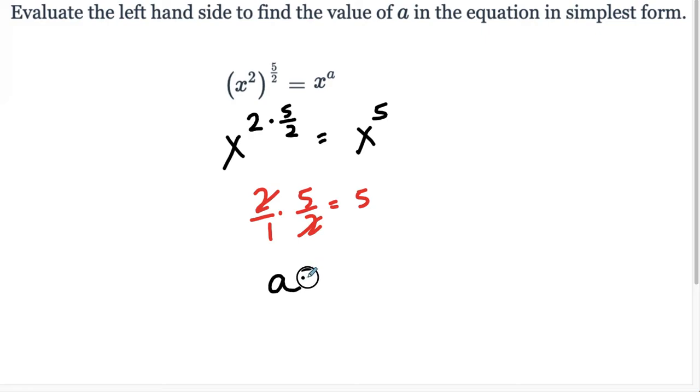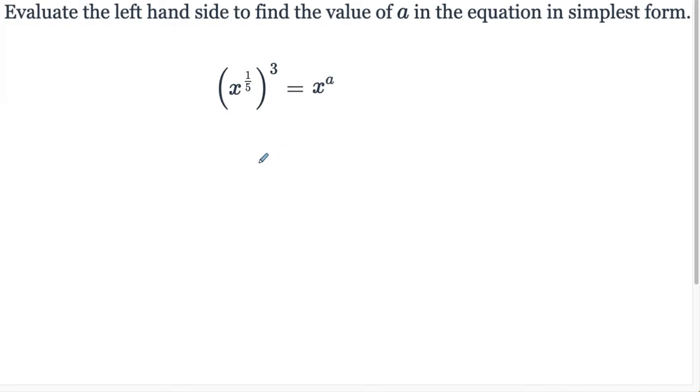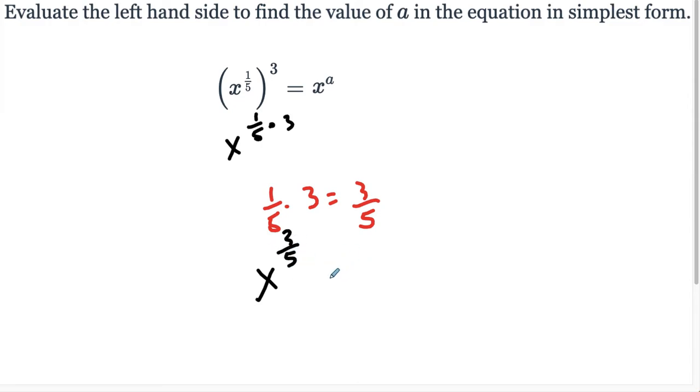So that means that A is equal to 5. Okay? All right, let's move forward to another one. All right, so this is x to the 1/5 and then all being raised to the third power. So again, I'm going to apply the power to power rule. So this is x to the power of 1/5 multiplied by 3. And again, in red, I'm going to multiply out my fractions. And then this is going to equal 3/5. So this is x to the power of 3/5. So we know that A is equal to 3/5.